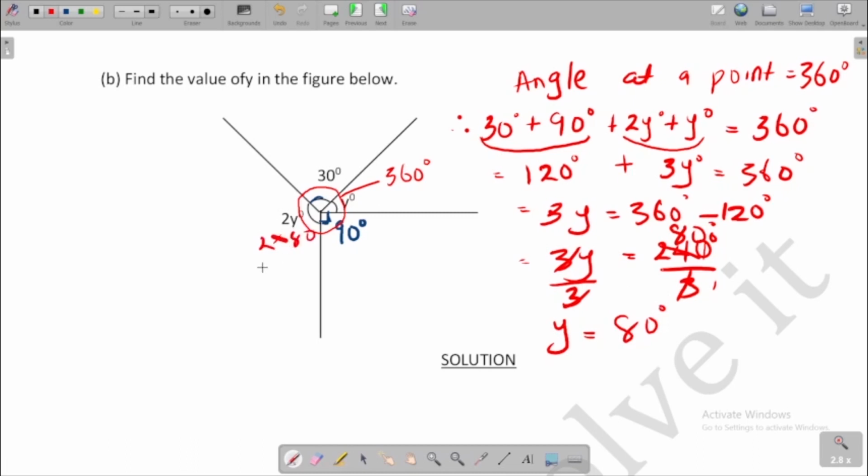To cross check, 2 times y, 2 times 80, gives us 160. And we have y here, which is also 80. So if you add 160 plus 90, you have 250. 250 plus 80, you have 330 degrees. And 330 plus 30, you have 360 degrees. So your answer is 80 degrees.